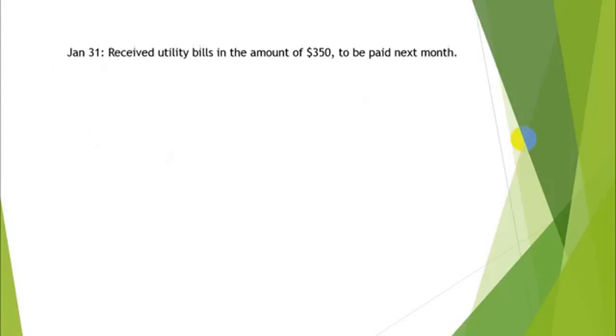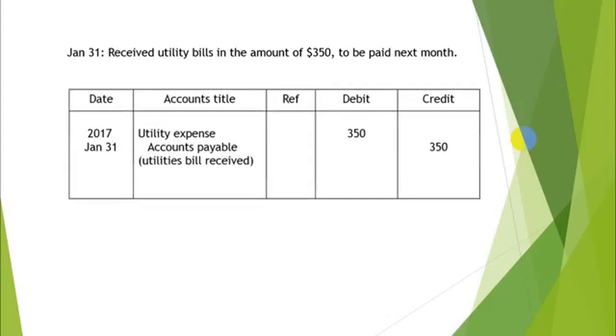And the last transaction is January 31. On January 31, they received utility bills of 350 to be paid next month. So the solution is utility expense, and the utility expense is a debit because it's an expense, and the accounts payable because they have not paid yet. So utility expense is a debit balance and the accounts payable is a credit balance.